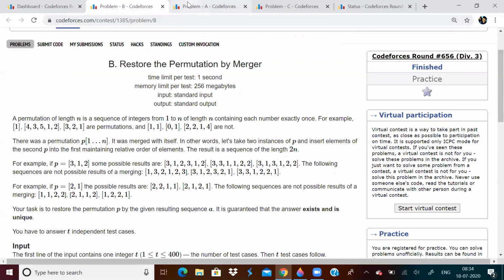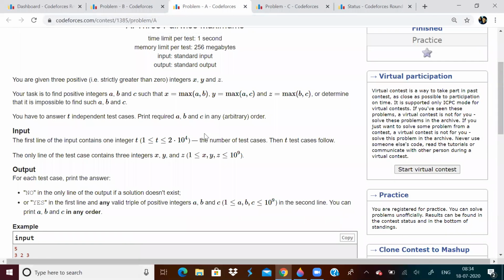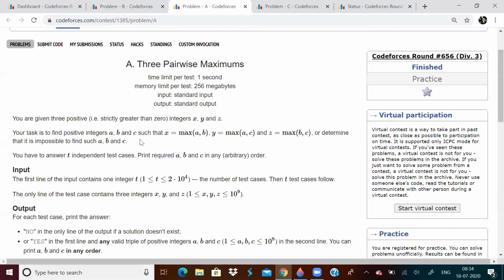Now let us see problem A. In problem A, you're given 3 integers A, B, C. X is max of A and B, Y is max of A and C, Z is max of B and C. We need to output any 3 integers A, B, C.